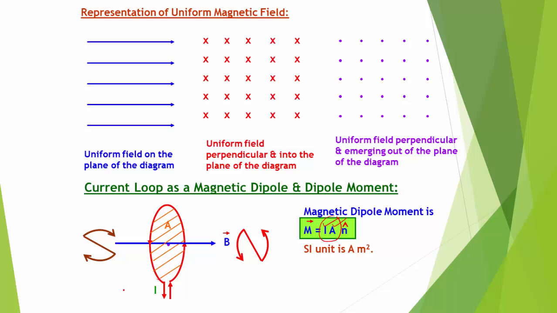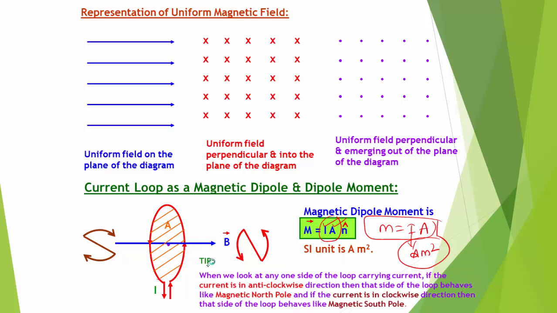Because the monopole does not exist in the magnetic dipole. In case of the magnetism concept, monopole does not exist. Magnetic dipole moment means it is the product of current flowing through the loop and area of the loop. M is equal to the product of current and area. The SI unit of current is ampere and the SI unit of area is meter square. Ampere meter square is the SI unit of dipole moment. This is the tip.